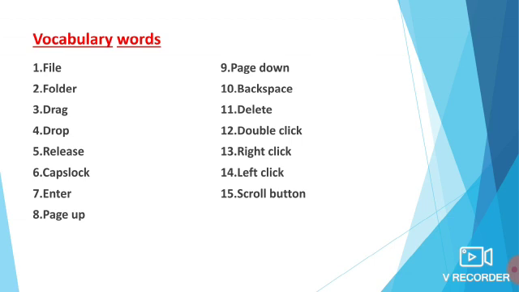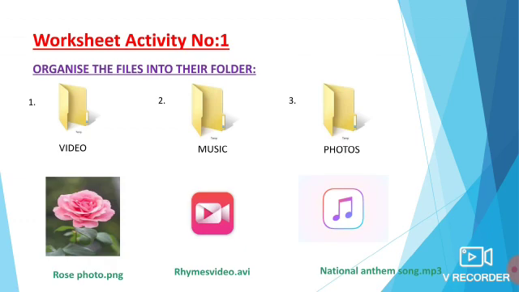Okay, and then you have worksheet activity number 1. Here the folders are there: video folder, music folder, photos folder. Here the files are down. You have to organize the files into their folders by drawing the lines. Okay children, so rose photo.png, rhymes video and national anthem song, you have to move them into their correct folders.